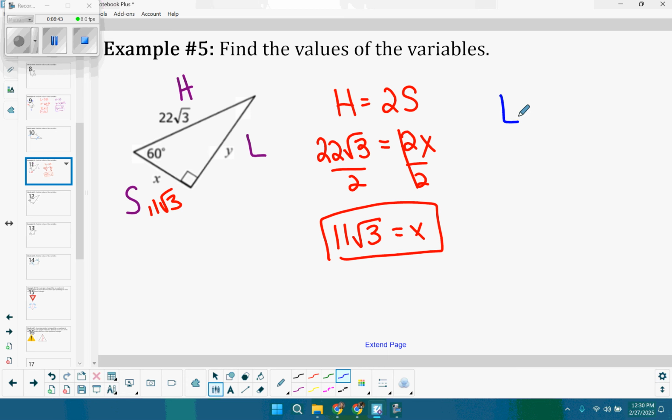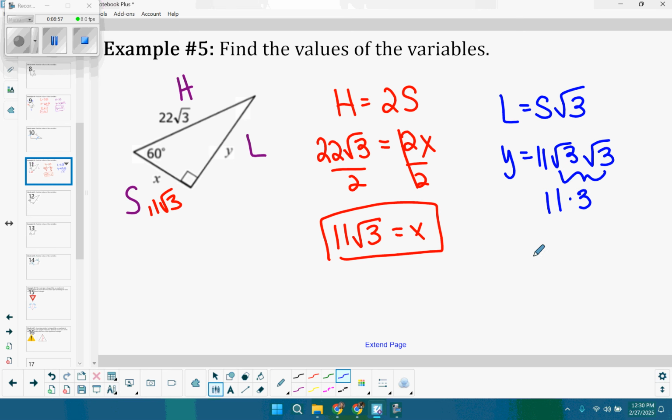And we know the other formula is L equals S times the square root of 3. So we're going to plug in Y for L. We're going to plug in the 11 root 3 for S, and we have another root 3. So just like before, these root 3's become a real 3. So Y is 11 times 3, or 33.